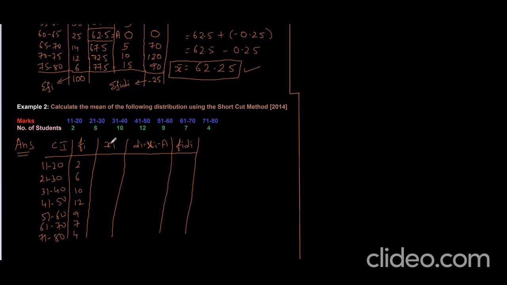You have to find out Xi. Xi means what? Lower limit plus upper limit divided by 2. So 11 plus 20 will give you a value. So let us find out what. 11 plus 20 is what? That is 31, and 31 divided by 2, that will give you 15.5. So here 15.5.